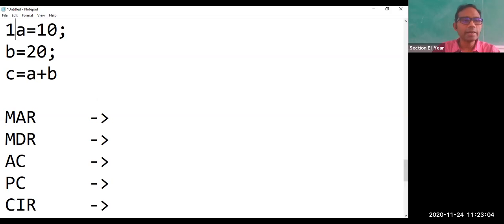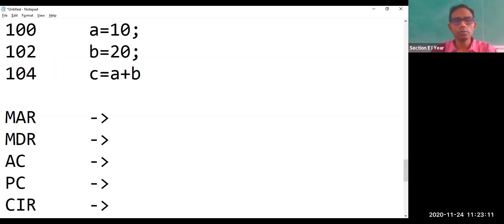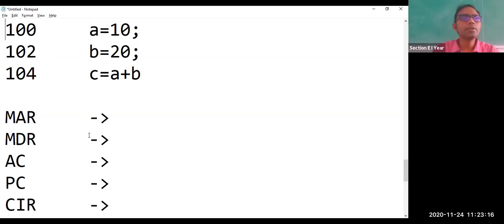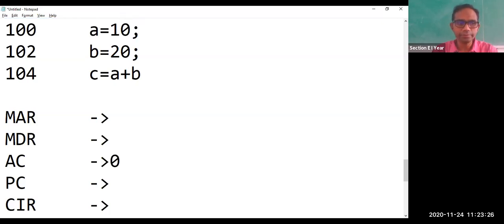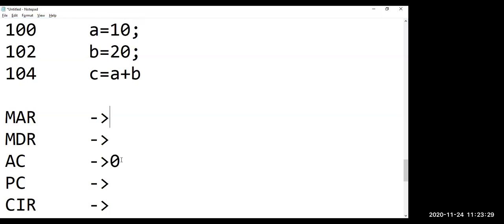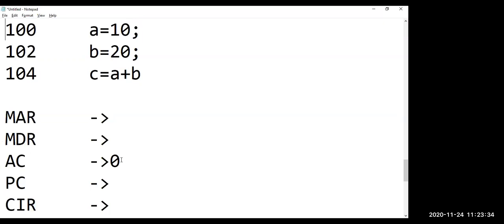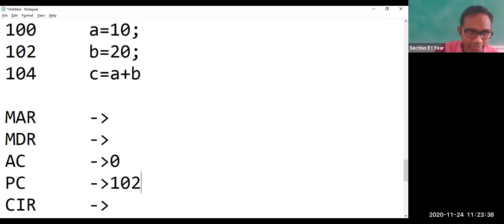Okay. Now let us say the address is 100. The address is 102. The address is 104. Suppose this is the number. Now let us execute this line. Whenever we are executing this line, what does the accumulator have? The accumulator has nothing in it initially, right? When we are executing line 100, instruction 100, the program counter will be having the next instruction address, that is 102.